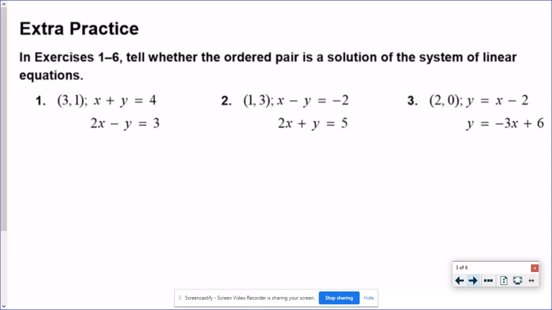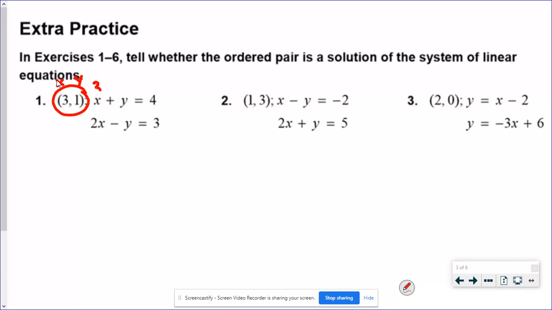So in these three problems, I'm giving you an ordered pair, and I want to know if it's a solution to the system. That just means it has to work for both equations. If it only works for one equation, it's a solution for that equation, but it's not a solution for the system. It has to work in both. So remember, in every ordered pair, we have an x and then we have a y.